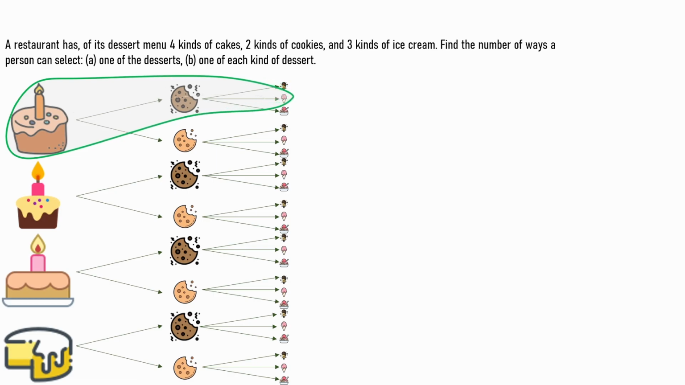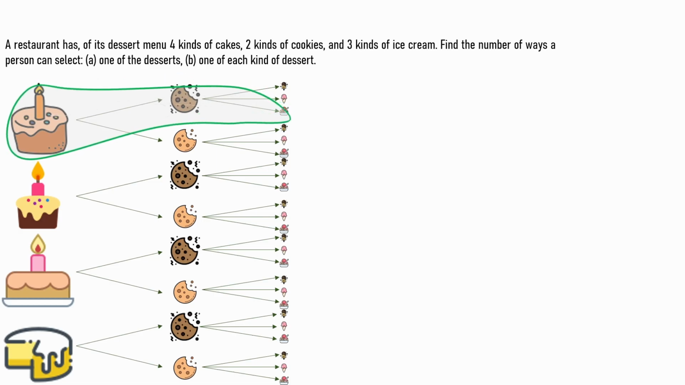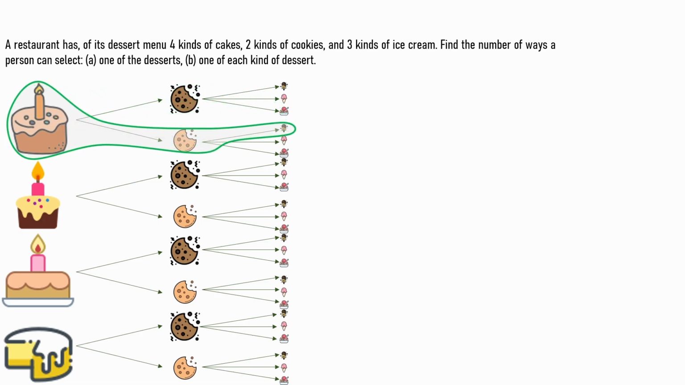Pwede rin naman na cake number 1, cookie number 2, pati yung ice cream 2 yung piliin. So isang way na rin yon. So pwedeng bilangin yan lahat. So yan naman na nakalagay sa tree diagram, pwedeng bilangin, and so on and so forth. So pag binilang niyan, meron kang 24 ways to choose one of each kind of dessert.